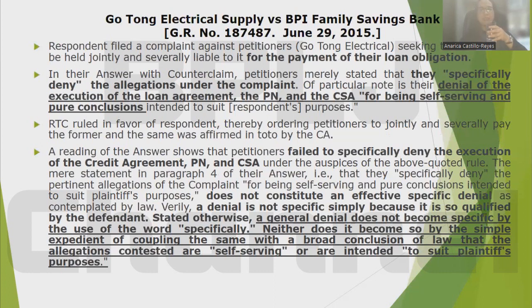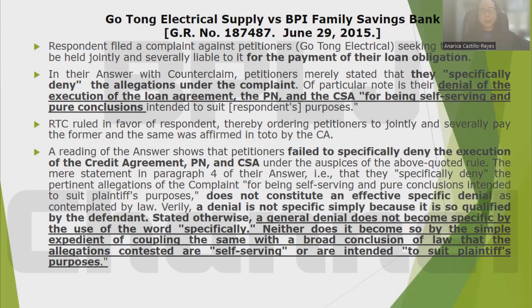Okay, we now move to the case of Gotong Electrical versus BPI Family. In this case, respondent filed a complaint against Gotong for the payment of a loan obligation. In the answer of Gotong, it stated that they specifically deny the allegations in the complaint. They denied the execution of the loan agreement, the promissory note, and the CSA for being self-serving and pure conclusions.